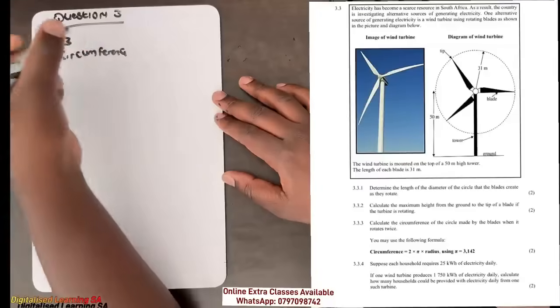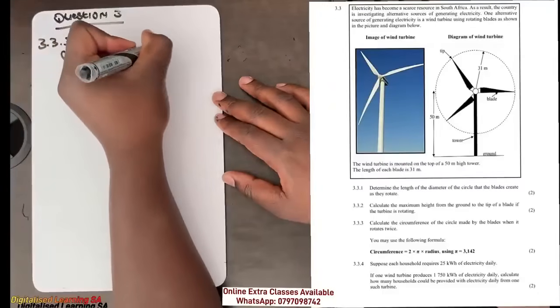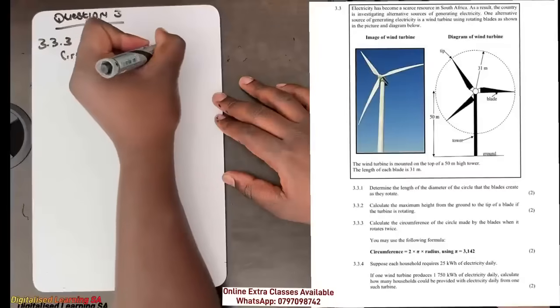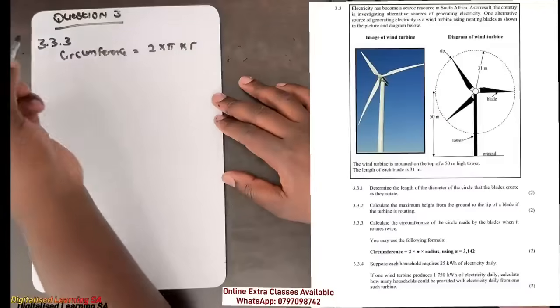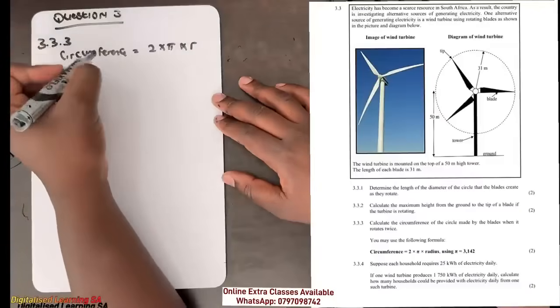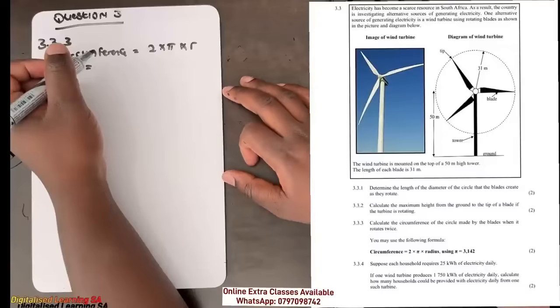Circumference. And it's 2 pi r. This is our formula and it was given. Remember that the question says to calculate the circumference of the circle made by the blade when it rotates twice.